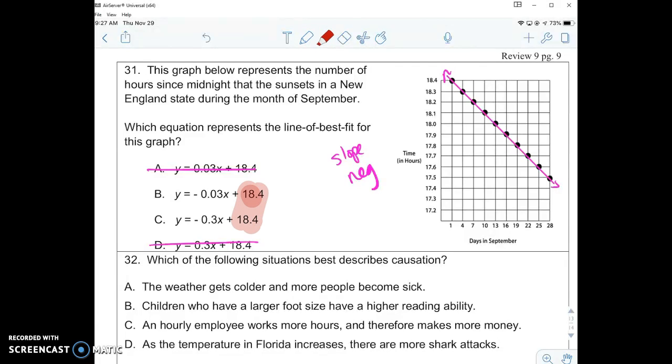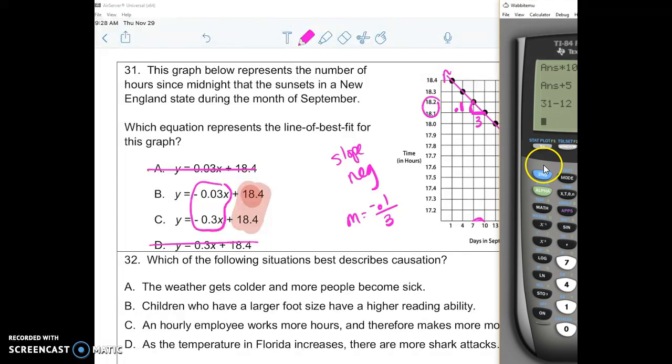B and C both have the same y-intercept, so I'm going to focus in on the slope. B has a slope of negative 0.03. C has a slope of 0.3. So I'm going to count from one point to the next, paying close attention to my scale. From one point, I'm going down one box, 18.2 to 18.1, so that's down 0.1. And over one box on the x-axis from 7 to 10 is 3. So right now my slope is negative 0.1 over 3.